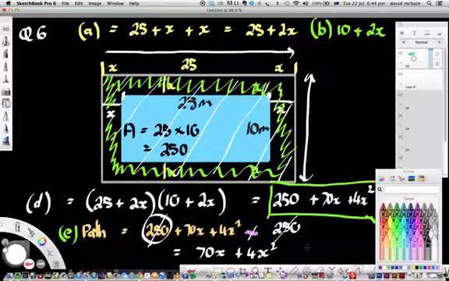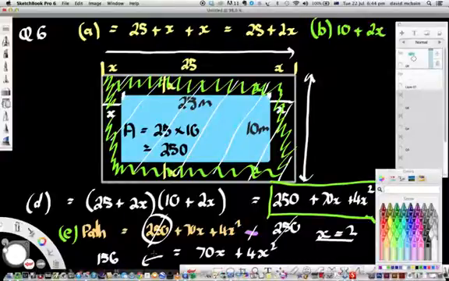And finally, you had to work out the area of this path when x equals 2. Well, then you just substitute x equals 2 where you see this, and your final answer, which is answer F, should be, it'll be 70 times 2 plus 4 times 2 squared. 2 squared is 4, so it'll be 4 times 4 is 16. That ends up being 156. And that's the final answer. I hope this has helped.